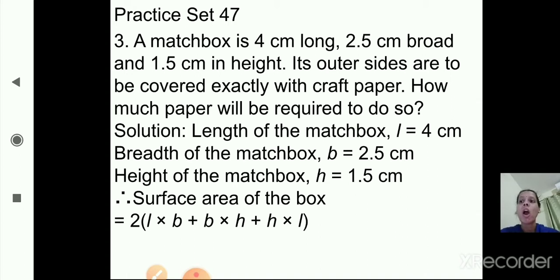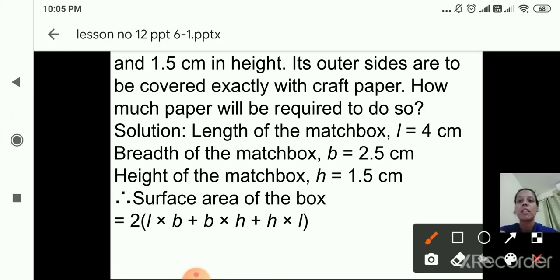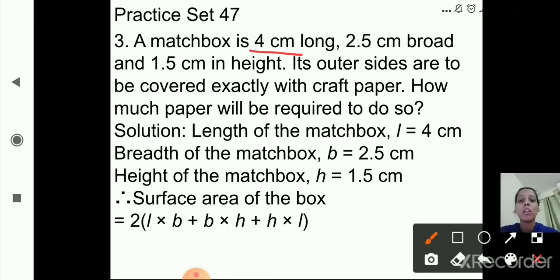Now what is given here? A matchbox is 4 cm long, that is length. See, this is the length of the matchbox, 4 cm long. 2.5 cm broad means breadth is 2.5 cm, and 1.5 cm in height. So this is the height. L, B and H is given, length, breadth and height is given. Its outer surface is to be covered exactly with craft paper. How much paper will be required to do so? So how will we find the paper required? We will find the total surface area of the matchbox.